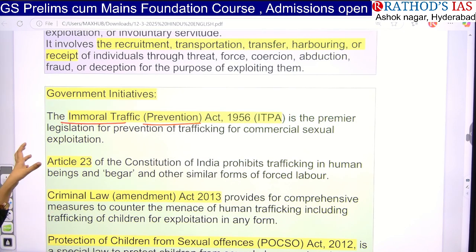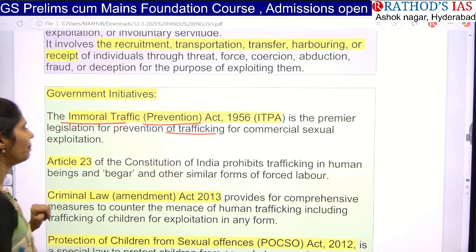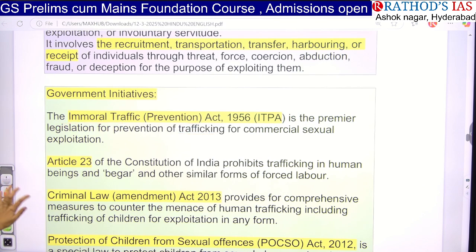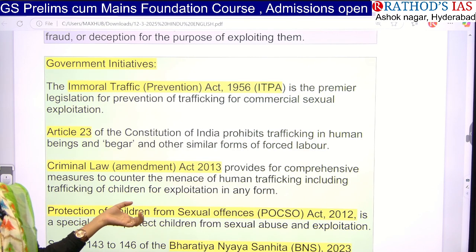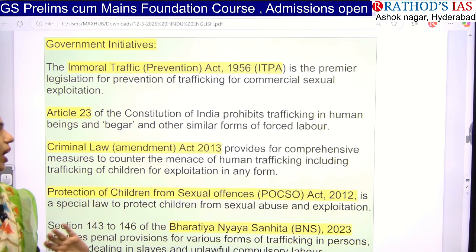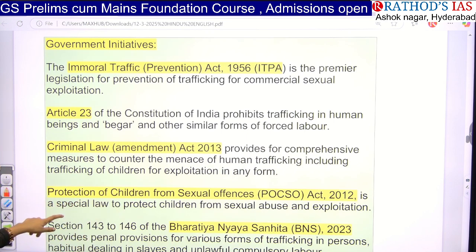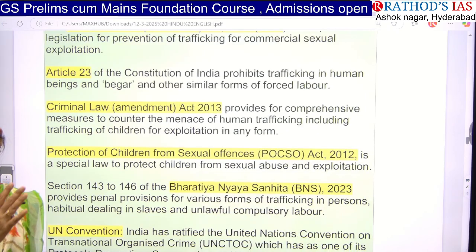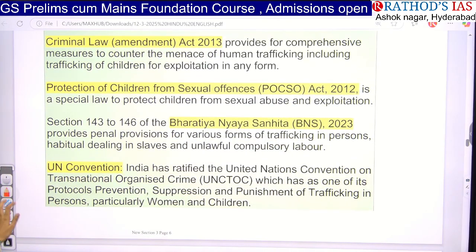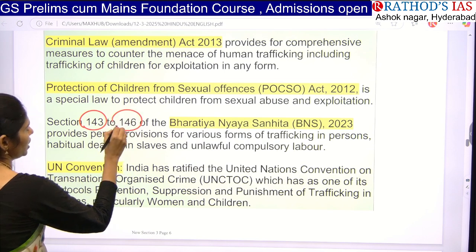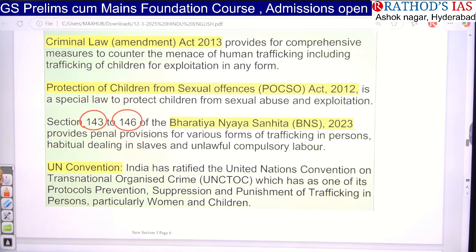First one is, the government came up with a law called the Immoral Traffic Prevention Act of 1956. It is one important premier legislation of our country which focuses on prevention of trafficking for commercial sexual exploitation. And this one is Article 23, as I said, a fundamental right which prohibits human trafficking in India. And next, we have the Criminal Law Amendment Act of 2013, and we have POCSO, that is the Protection of Children from Sexual Offences Act of 2012. And next, we have the Bharatiya Nyaya Sanhita, that is the new criminal law. According to that, sections 143 to 146 talk about different provisions for trafficking in persons.